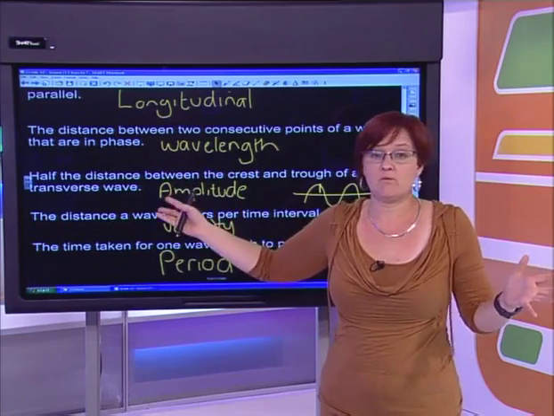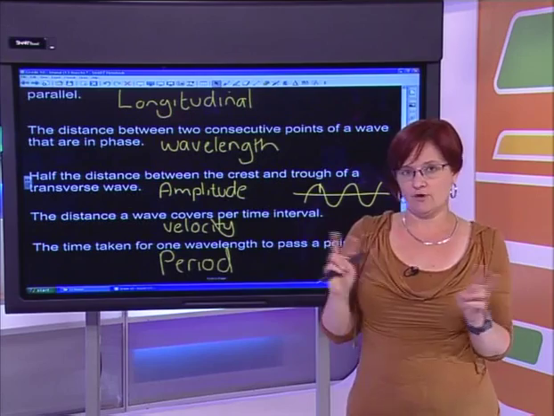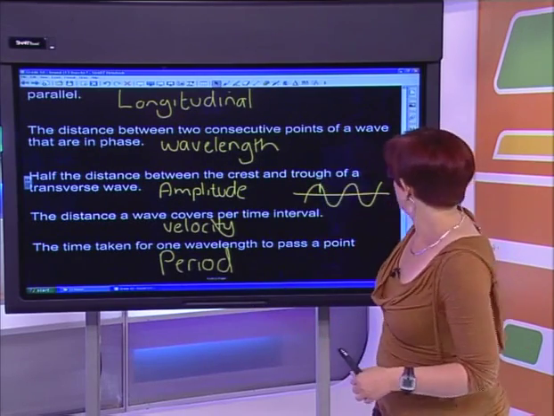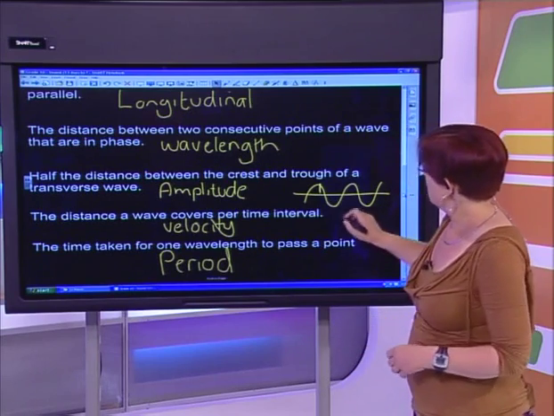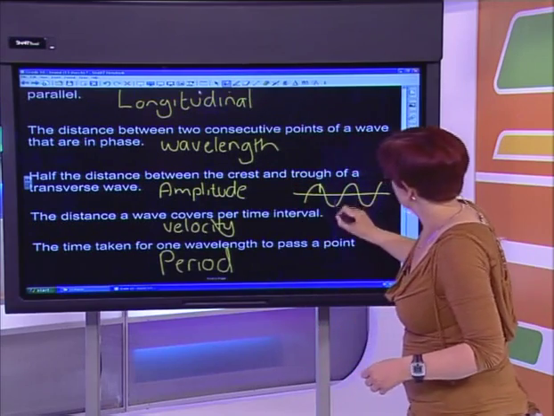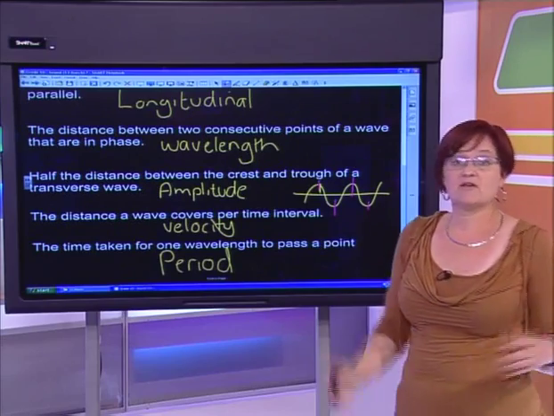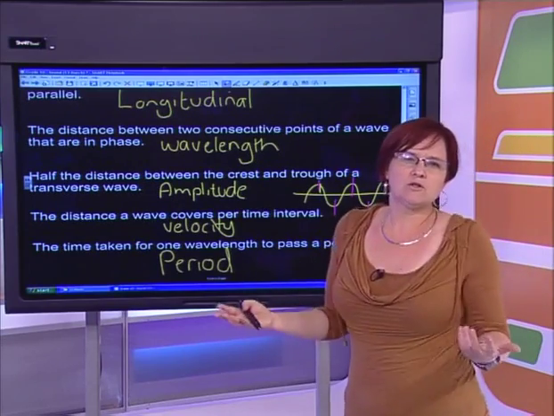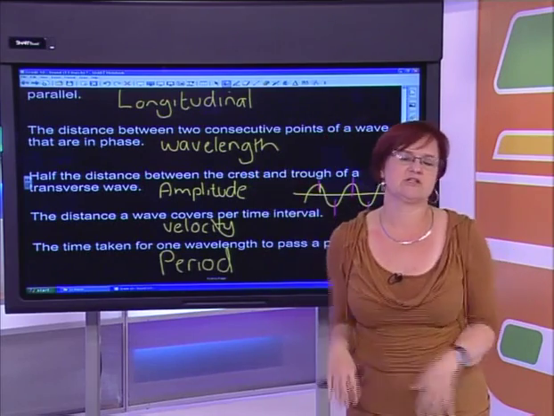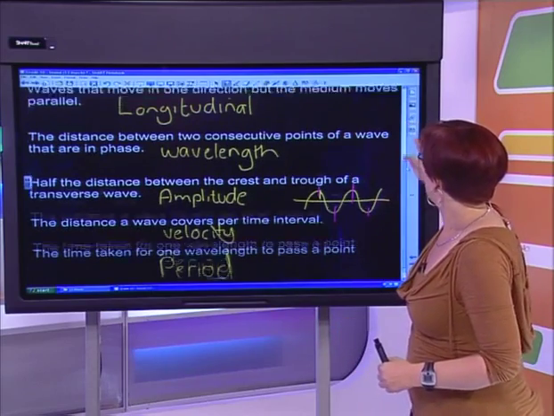Wavelength. Sound has wavelength because it's a wave. It's the distance between two consecutive points in phase. On a transverse wave, if we look at my little picture, which isn't the greatest, it would be from a trough to a trough, or from a crest to a crest, because those are the easiest waves. Longitudinal waves, we'll do from the beginning of a compression to the beginning of the next compression, or the middle of a compression to the middle of the next compression, all depends, okay.